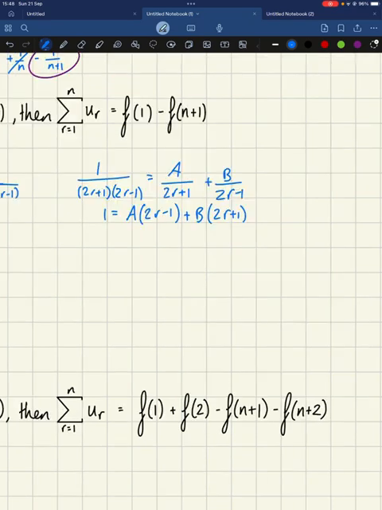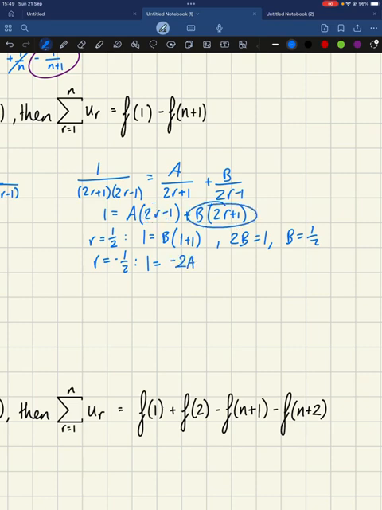Now to solve for a and b, we'll try to eliminate each one. So 2r minus 1, if we were to make that 0, r would be positive a half. So when r is a half, we get 1 is equal to, this makes 0 then, so this whole thing would be 0, so what we get is b times 2 times a half, which is 1, plus 1. So what we get is 2b equals 1, b is a half. Now here r will be negative a half, so when r is negative a half, we get 1 is equal to minus 1, which is minus 2, a plus 0. So a is negative a half.